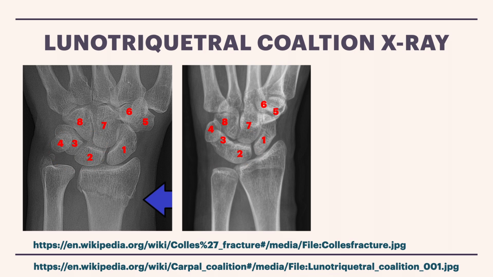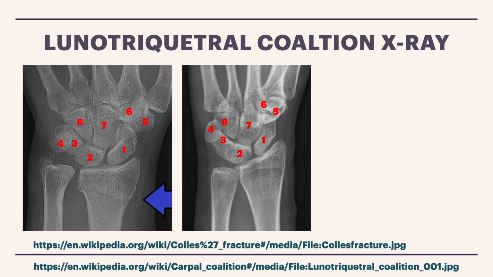So to depict and to help you learn what the lunotriquetral coalition looks like, I'm going to number each of the bones in the wrist. Number 1 in both x-rays is the scaphoid. Number 2 is the lunate. Number 3 is the triquetrum. Number 4 is the pisiform. Number 5 is the trapezium under the thumb. Number 6 is the trapezoid. Number 7 is the capitate. And number 8 is the hamate.